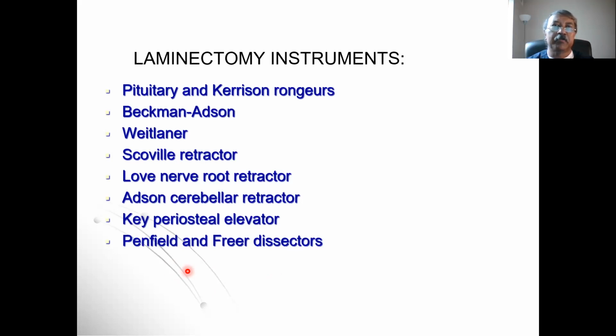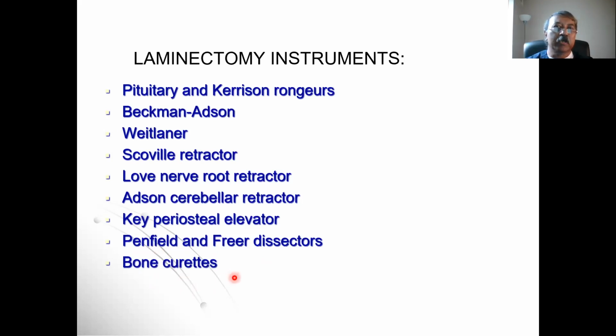Remember, the lamina is attached to the nearby bone, like the spinous process and the pedicle, with ligaments: the longitudinal ligament, anterior, posterior, and the ligamentum flavum. Those need to be dissected away. How do we do that? We use Penfield and Freer dissector, and then we cut it with pituitary rongers or a 15 blade, with a number 7 knife handle.